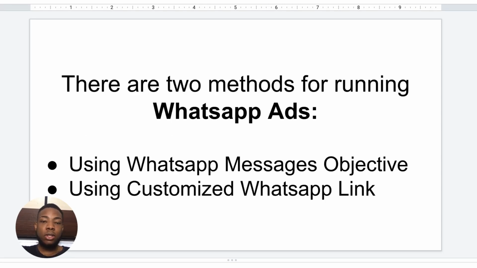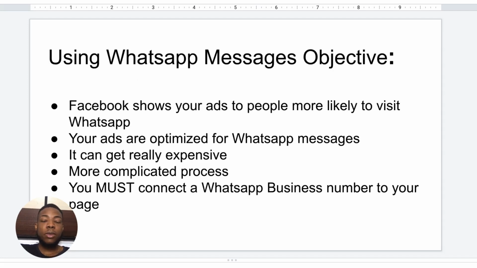Now there are two methods for running WhatsApp ads. The first method is using the WhatsApp messages objective, and the second method is using the customized WhatsApp link. I'm going to be showing you practical steps, so make sure you do not skip any part of this video at all. I'm going to show you practically how you can set up these two kinds of ads today. Now, I'm going to cover the two main methods, letting you know the pros and cons, and you can then decide which one you want to choose for yourself based on the resources that you have available.